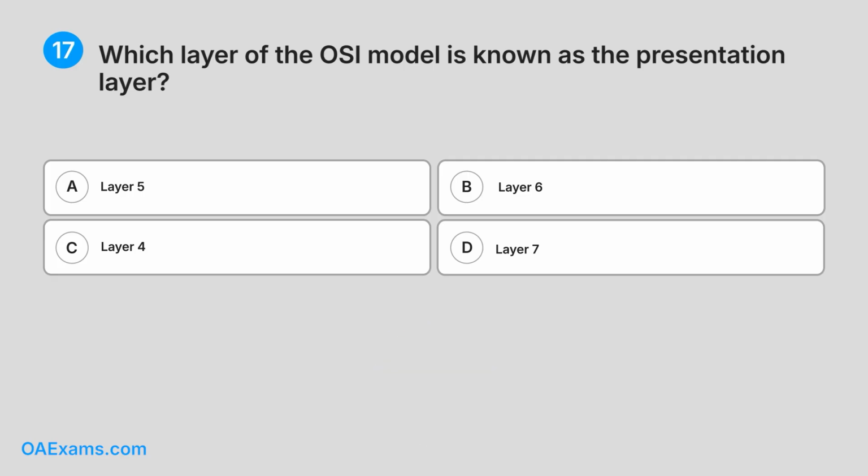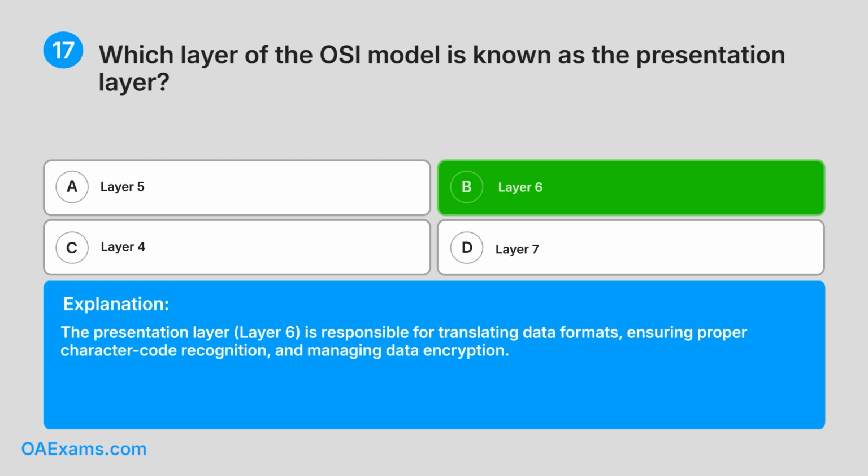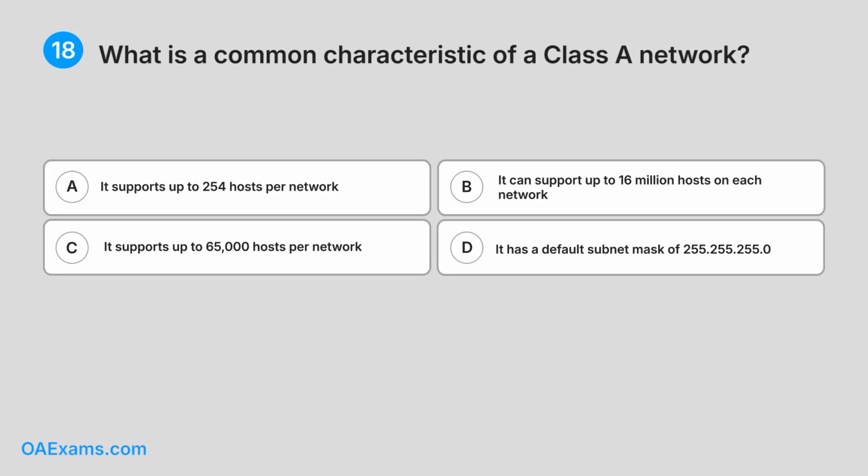Correct answer. B. Layer 6. Explanation. The presentation layer, Layer 6, is responsible for translating data formats, ensuring proper character code recognition, and managing data encryption. 18. What is a common characteristic of a Class A network?